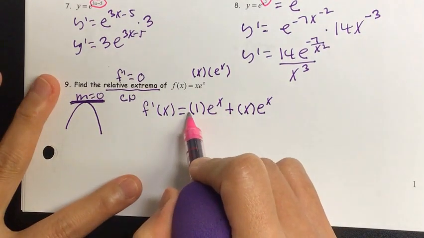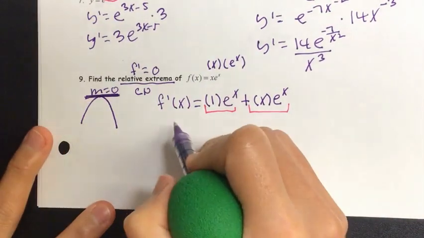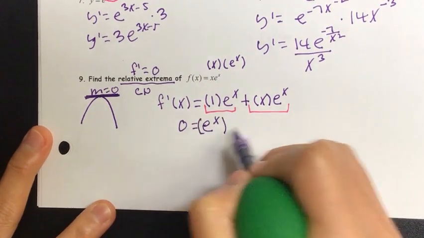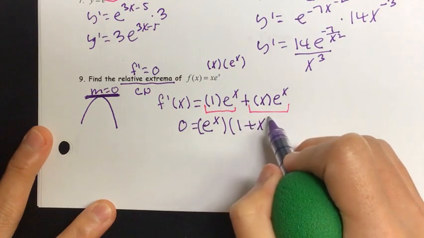Let's see if I can factor out something between these two. What is common between these two? E to the x. So let's take out e to the x, and I'm going to put that in parentheses because I like parentheses. And I have remaining 1 plus x.